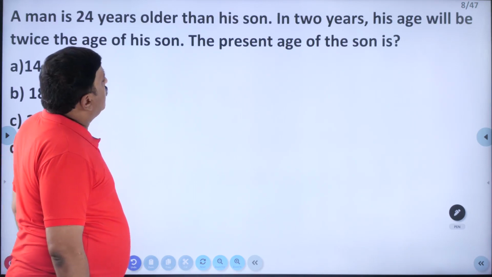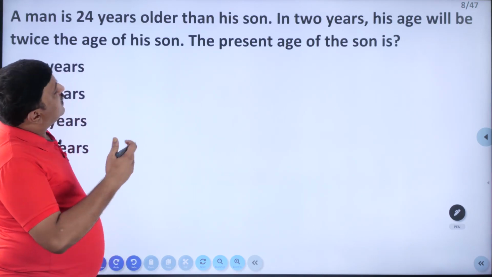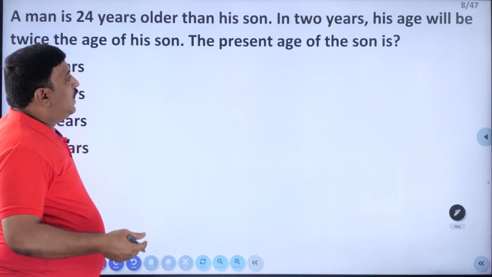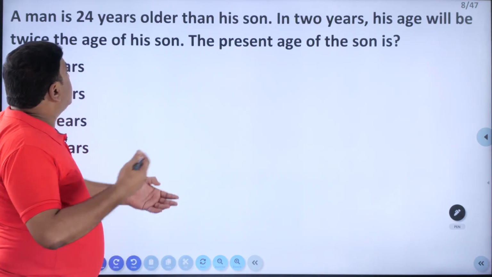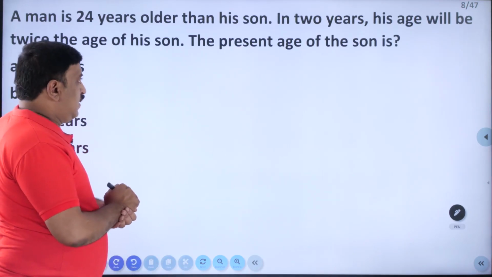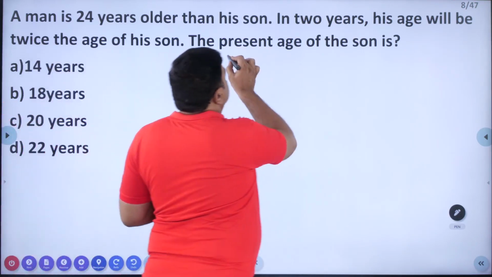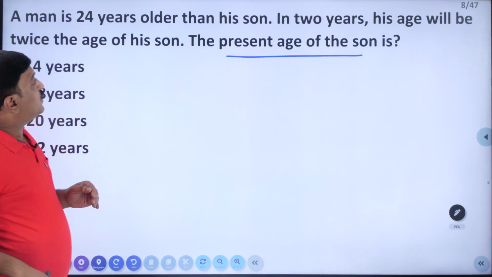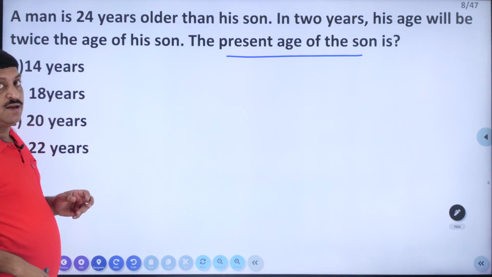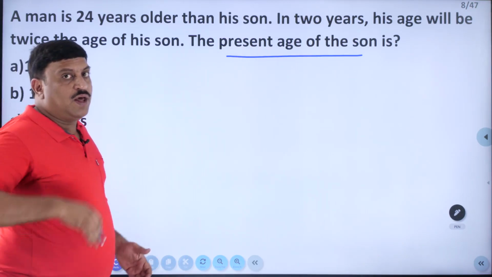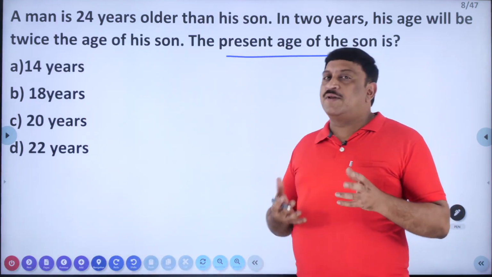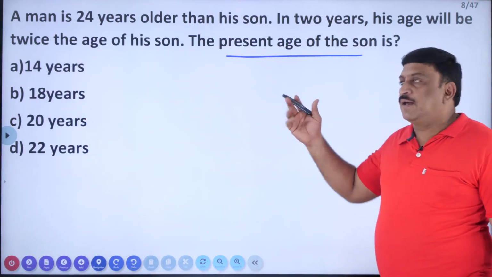A man is 24 years older than his son. In 2 years, his age will be twice the age of his son. The present age of the son is? A man is 24 years older than his son. Older, younger means what? It is nothing but the difference concept. I use that one here now.